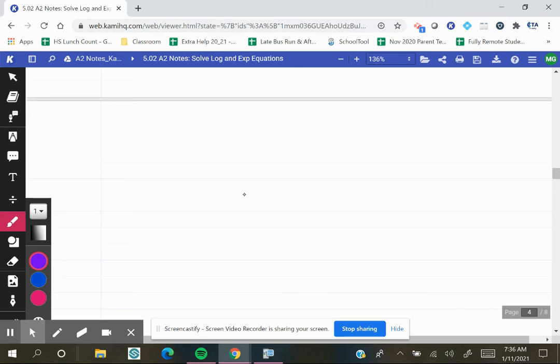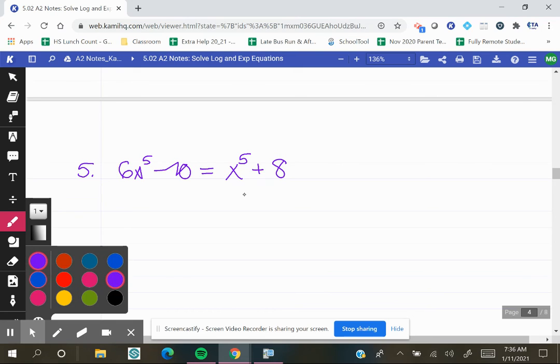Right, the next one is 6x to the 5th minus 10 equals x to the 5th plus 8. All right, so here I notice I have some like terms. So before I even figure out what scenario I'm in, I'm going to combine my like terms. So pause, go ahead and combine those.